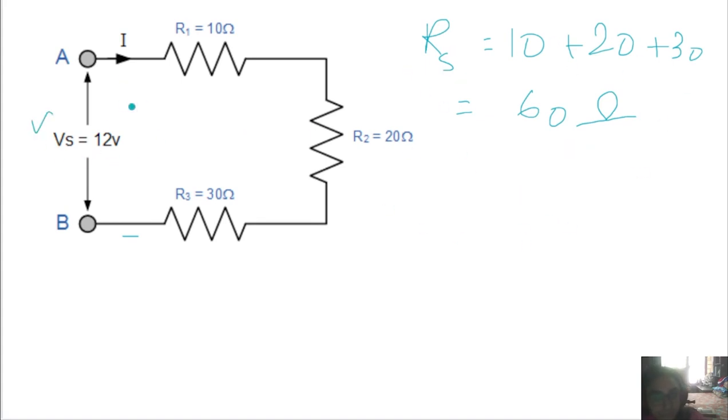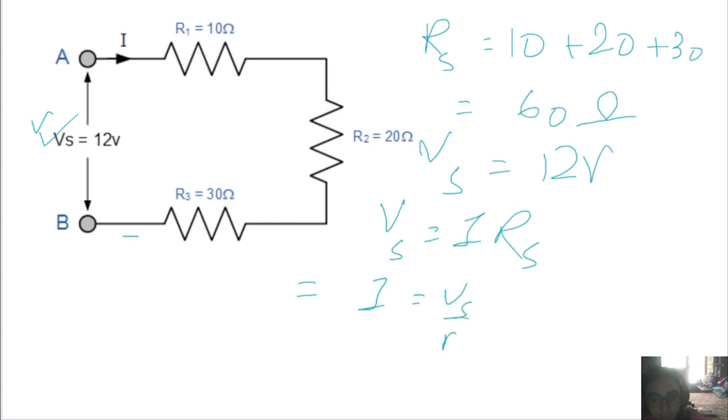We know that the circuit's voltage is 12 volts. So now I think we can find the current, right? So the current is Vs by Rs, which is equal to 12 by 60, 1 by 5, or 0.2 ampere. Okay.